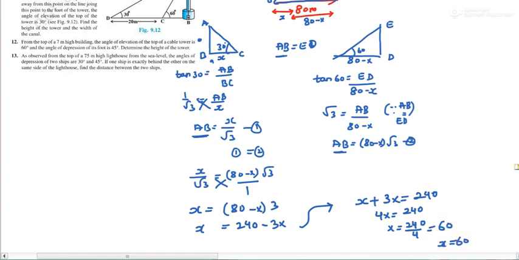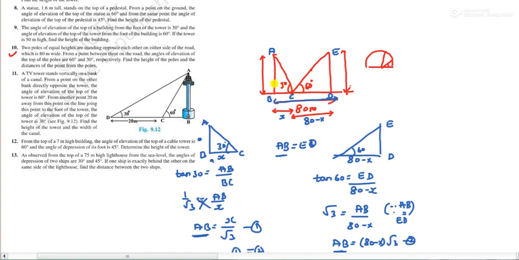Now this pole, BC distance is 60. What will this be? It will be 20, right? Because 80 minus X is how much? You can substitute. This is CD. So 80 minus 60 is equal to 20. Therefore CD is equal to 20 meter.